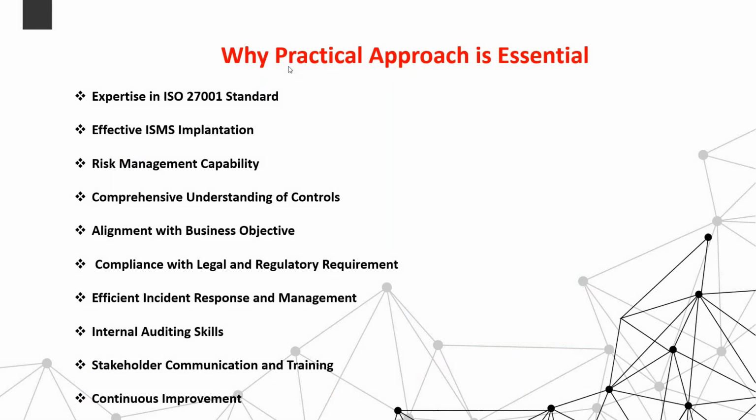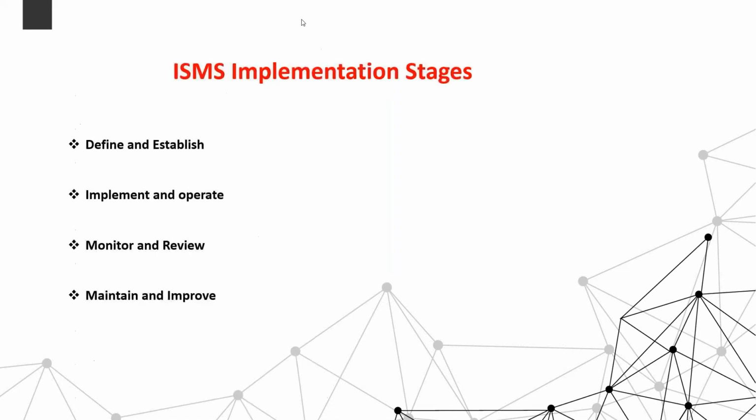Now there is one more major thing inside this course, so let's discuss that major key part: the ISMS implementation stages. How does the implementation work, how do we go about it? We have four stages: first, define and establish; implement and operate; monitor and review; maintain and improve. This is what organizations generally follow.